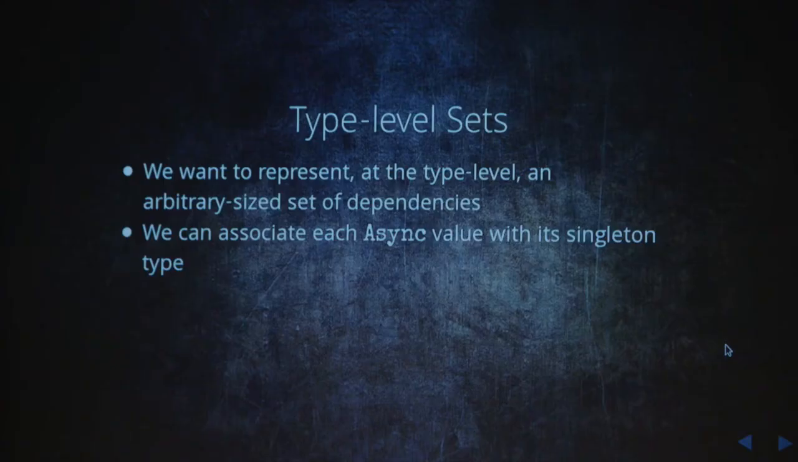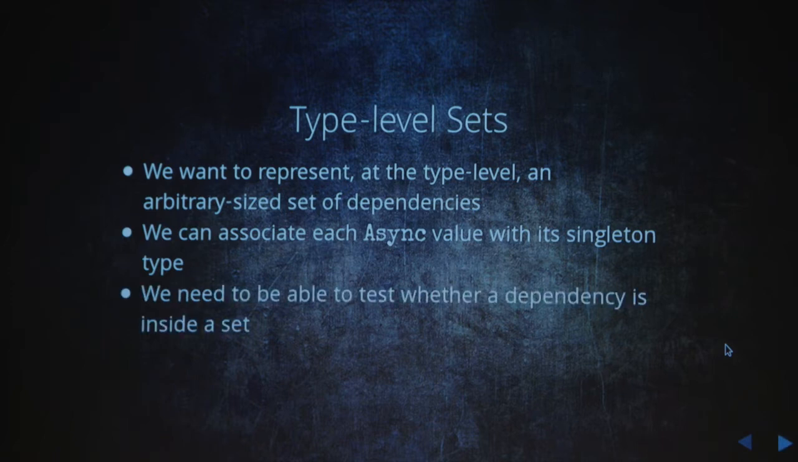Now, first of all, notice that we can associate every async value which is assigned to a val, as you saw, with a singleton type. So for every single value you assign in Scala, there is a corresponding type. There is a type which has only one instance, which is that value. And it's called a singleton type. The value merely needs to exist for that type to exist, to the extent that types ever exist. But the compiler is able to talk about them. So we have singleton types for every async value. And what we need to do is test whether a dependency represented maybe by that singleton type is in the set, in the type level set.